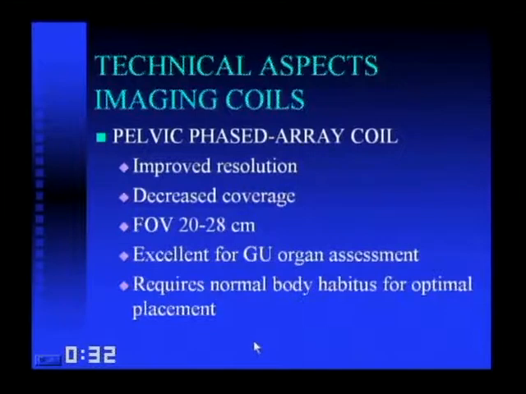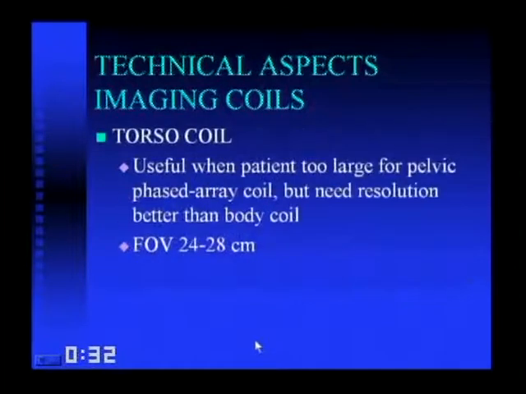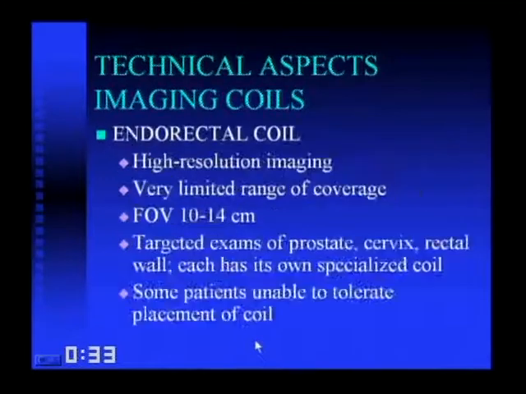Kind of an in-between option in the patients who are heavy but not super heavy is the torso coil, which can give you kind of an in-between factor. Endorectal coil imaging is for very high-resolution targeted imaging. The range of coverage is limited to one side of that coil. The field of view is very small, 10 to 14 centimeters. Some of the newer coils you can get even better. These are for targeted exams of the prostate, the cervix, rectal wall, and there are various different coils for specialized applications.